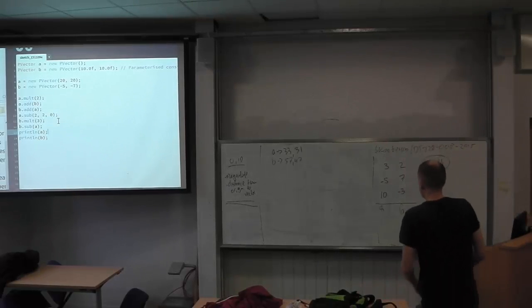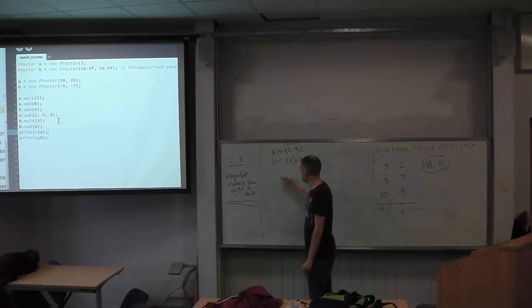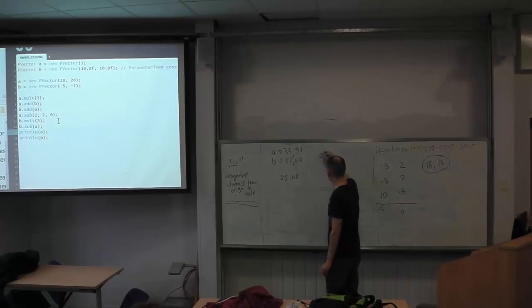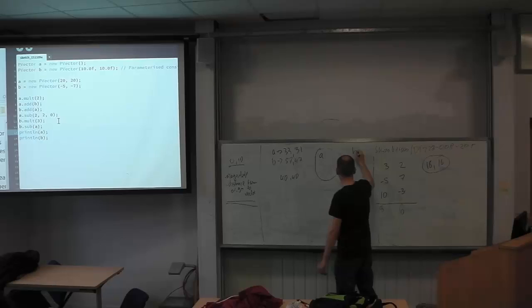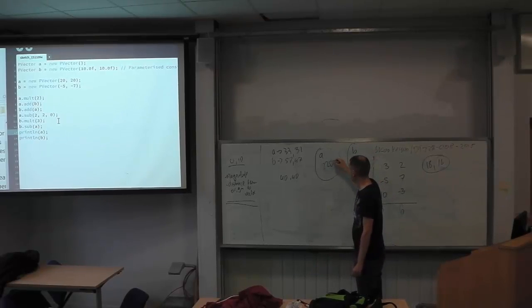So A dot mult 2 takes A, and A starts out at 20, 20, so A becomes 40, 40. And then A dot add B, so let's write up A over here, and a box for A and a box for B. So A starts out at 20, 20, and B starts out at -5, -7.